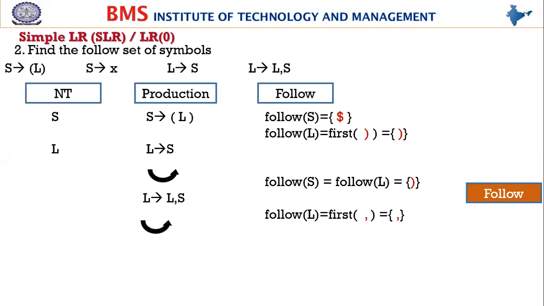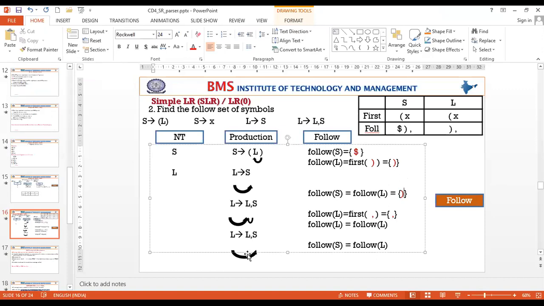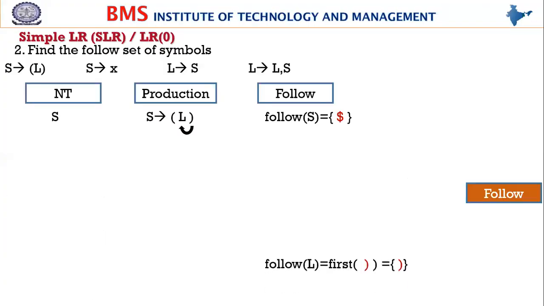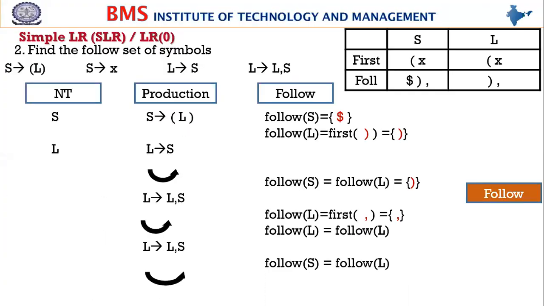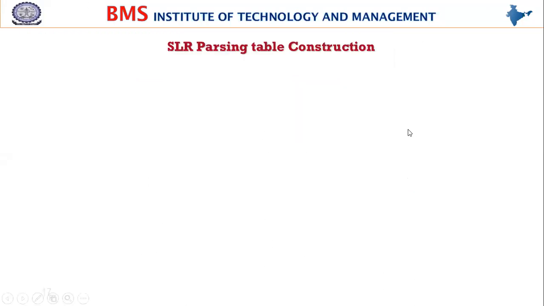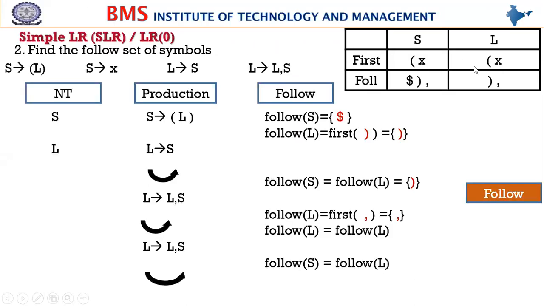Correct. Next, this again is a wrong step. This step will not be there. There is some mistake which I have made while computing the first and follow. You can compute the first and follow, but have a look at this table. This is the manually computed one which I have put here.